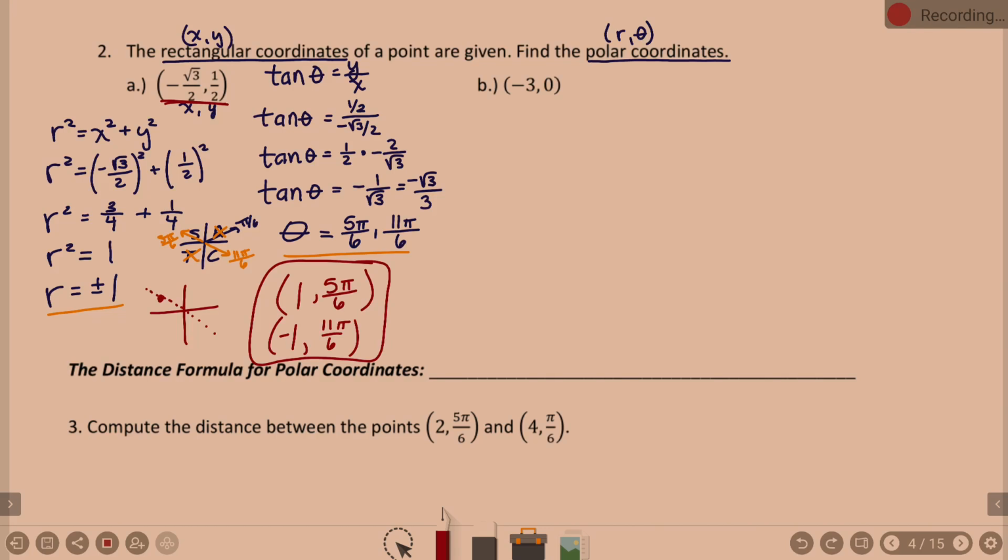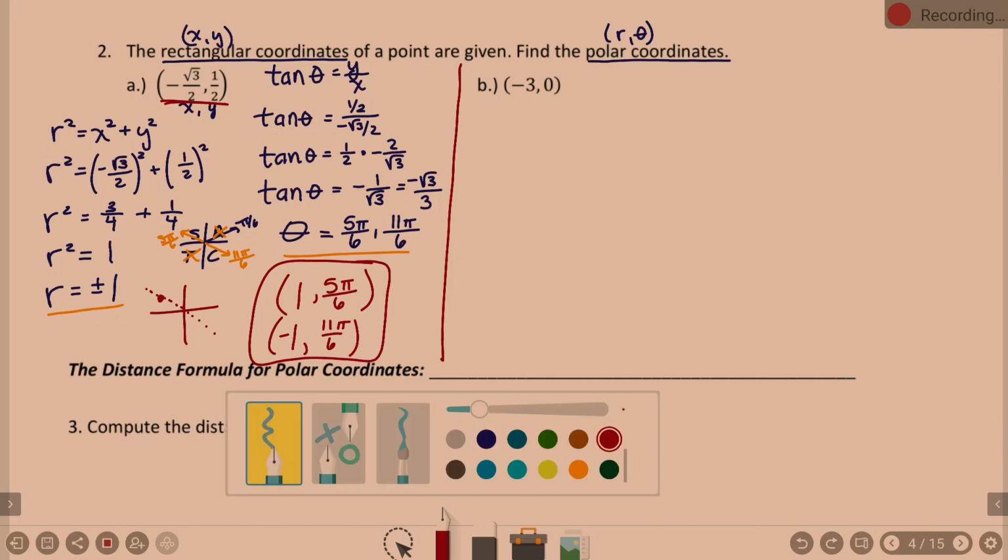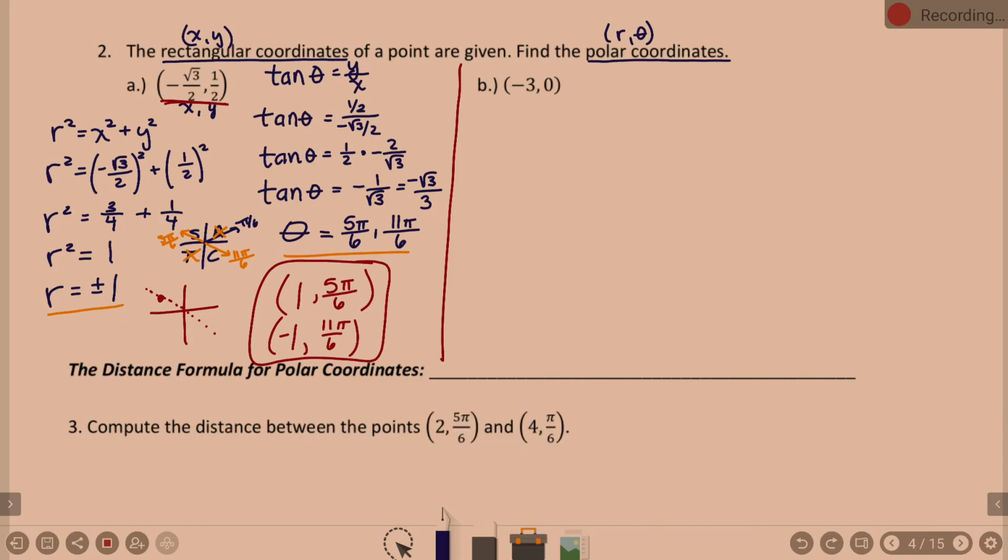Okay, you ready to try the next one? Again, what did they give us? Sometimes in this situation, it's hard to tell what they gave us. Is this polar or rectangular? Vocab says this is rectangular, right? So this is x and y. So we know x and y.